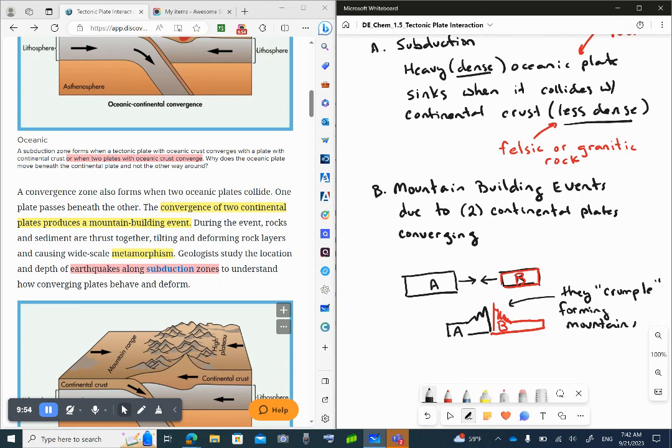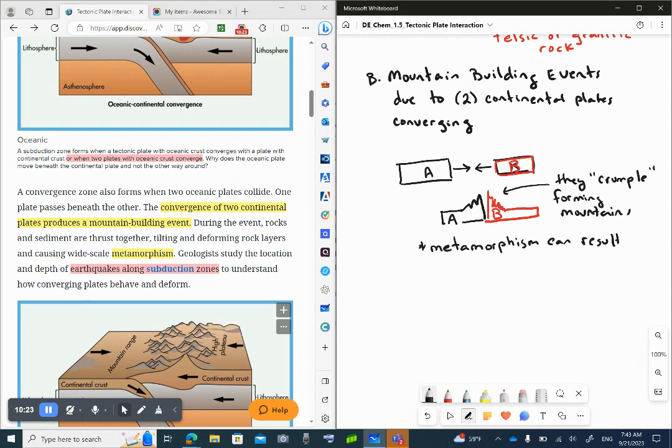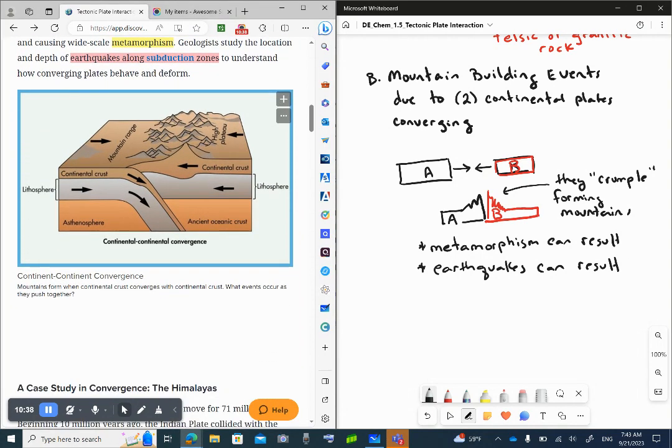Okay, and one of the products, as you can see here highlighted, is metamorphism. You have different types of rock. One of them is metamorphic rock, and this is one way you can produce metamorphic rock in the rock cycle. Metamorphism can result. And it's worth noting, you can have earthquakes under these situations. Earthquakes can happen. And of course, earthquakes especially happen with transform boundaries, which is a different sort of thing altogether.